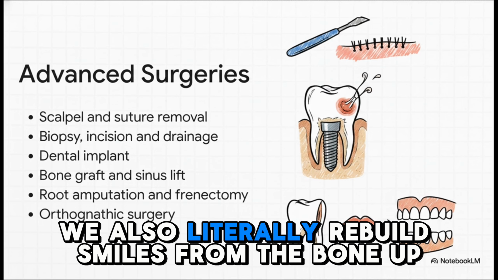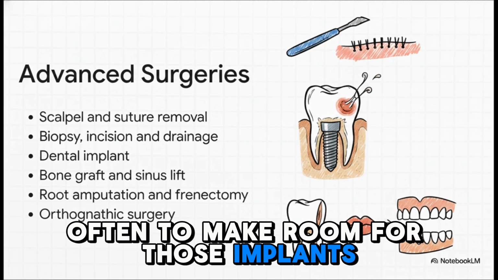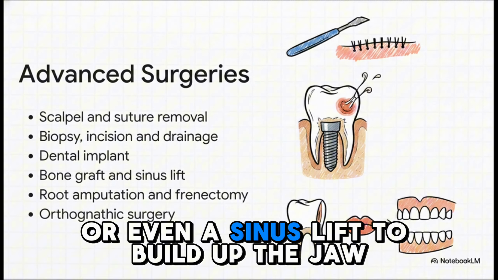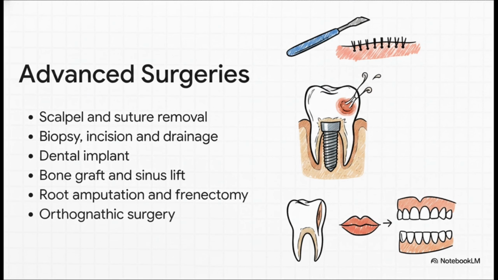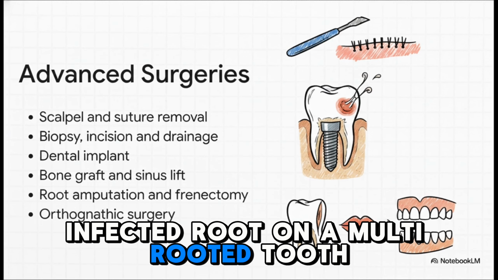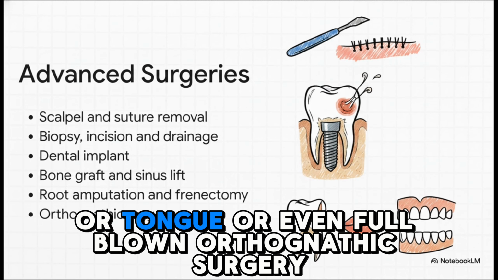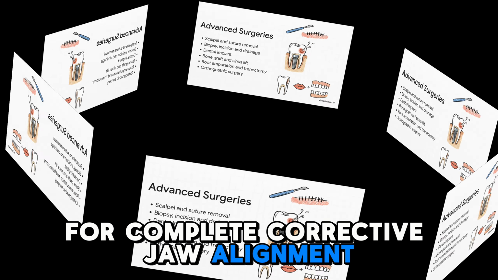We also literally rebuild smiles from the bone up by placing titanium dental implants. Often, to make room for those implants, we have to do bone grafting or even a sinus lift to build up the jaw. Other highly targeted procedures include a root amputation to slice off one specific infected root on a multi-rooted tooth, a frenectomy to snip a tight muscle attachment under the lip or tongue, or even full-blown orthognathic surgery for complete corrective jaw alignment.